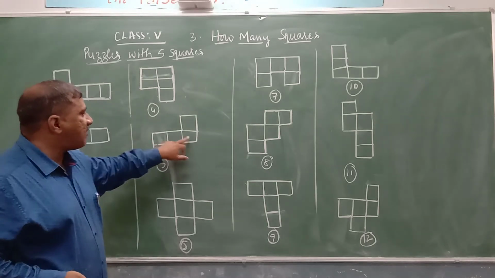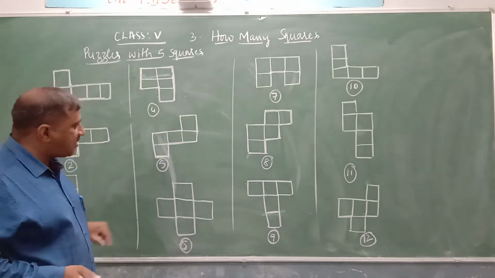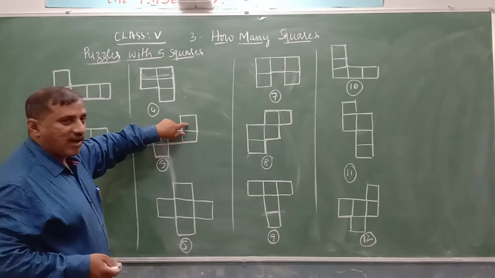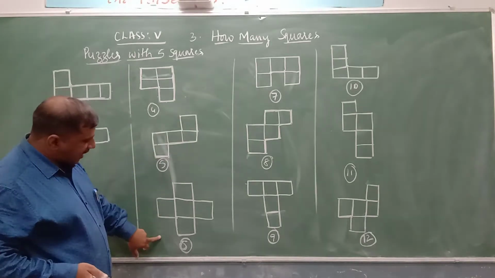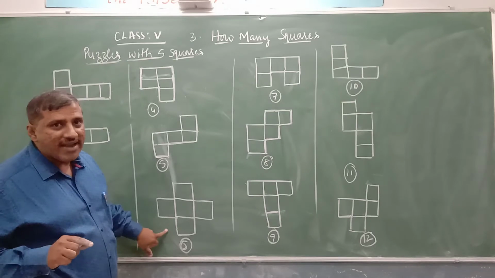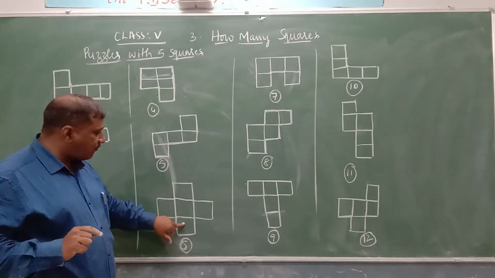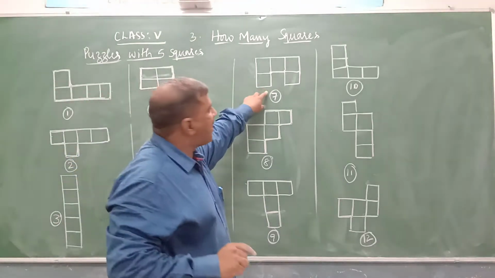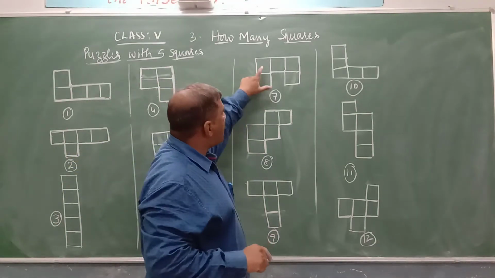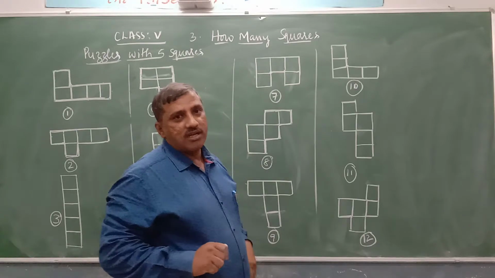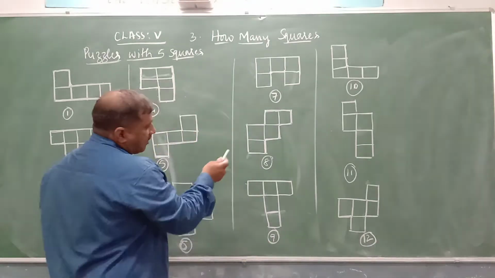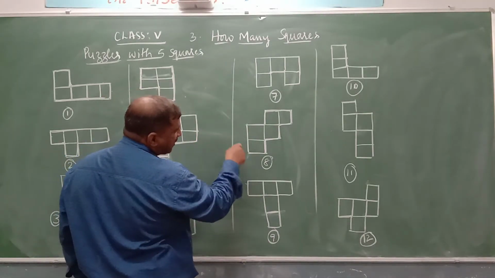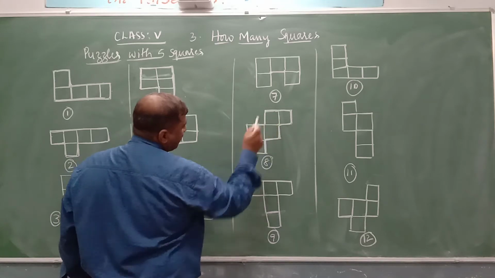Here also we have 5 squares. Are you able to see, children? 1, 2, 3, 4, 5. Again we have one more shape with 5 squares. 1, 2, 3, 4, 5. 5 squares are there. And see shape 7. Here we have 5 squares. 5 squares are there. Shape 8. Again 5 squares.